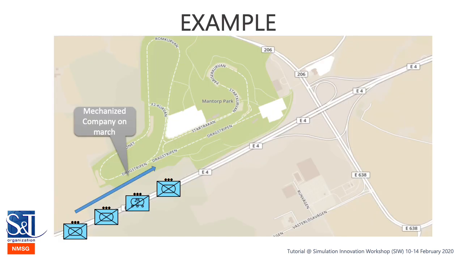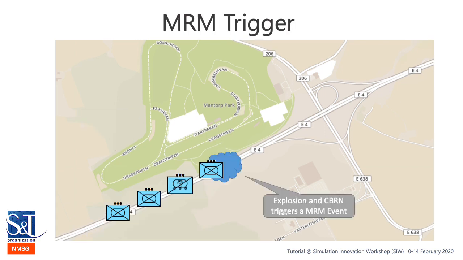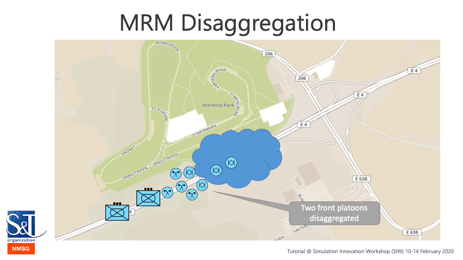A short example, and this has been tested in a previous task group as well. You have a simulation representing a number of companies on march on the road, and suddenly there is some event that will trigger the deaggregation of these units, because we are going to model the effects of this IED and the CBRN effects associated with it on a more high fidelity level, on a more deaggregated level. So there is some event that triggers a deaggregation.